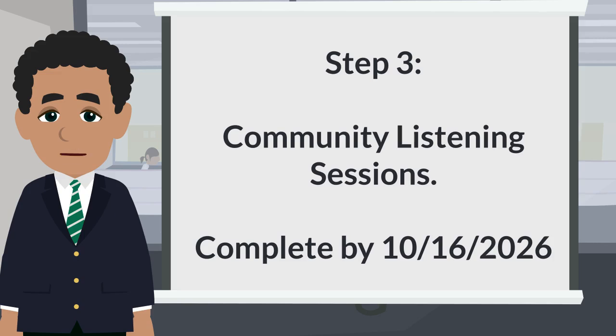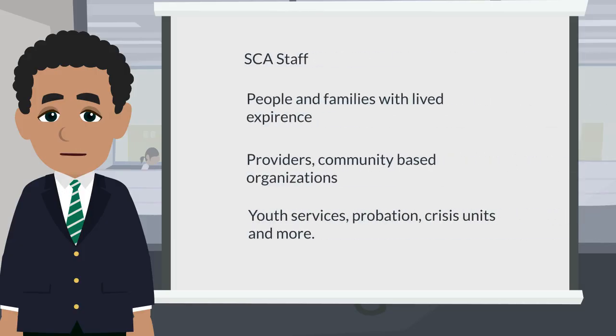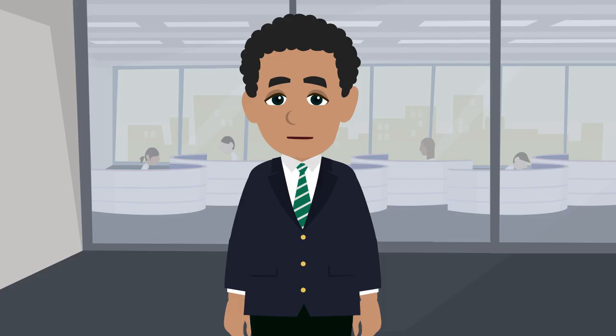The goal of Step 3 is to validate data findings and hear directly from the community. You will invite SCA staff, providers, individuals and families with lived experience, community-based organizations, youth services, probation, and other community stakeholders. Every perspective matters. There are no wrong answers. Only information we didn't have before. Stay open. Stay curious. Let the feedback speak for itself.